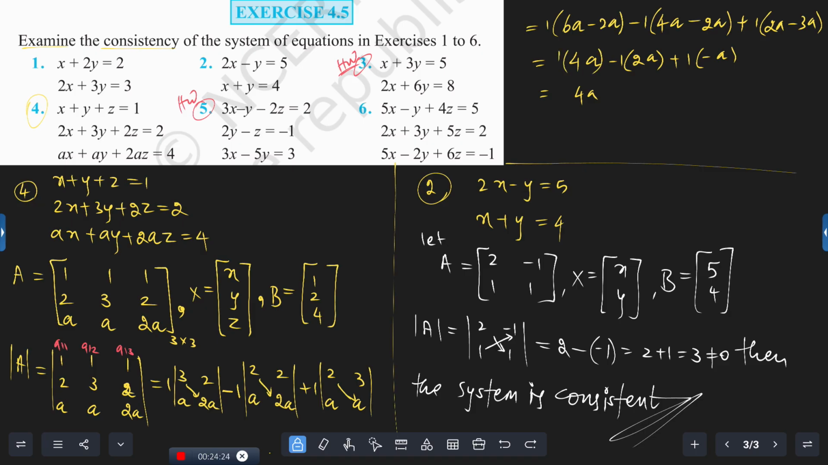If you want to mention, you mention. Okay. Minus 2A minus A. If we separate overall, I am getting A. So, determinant of A is equal to A, which is not equal to 0. Then system is consistent. That's it. System is consistent.